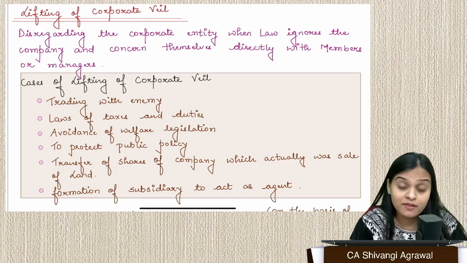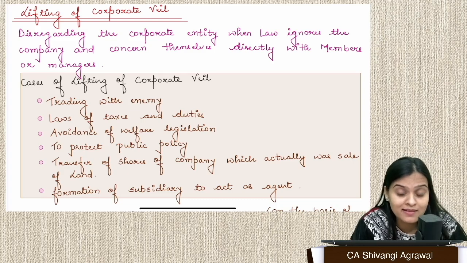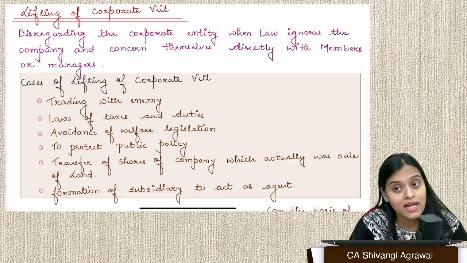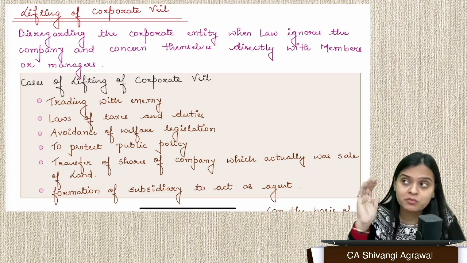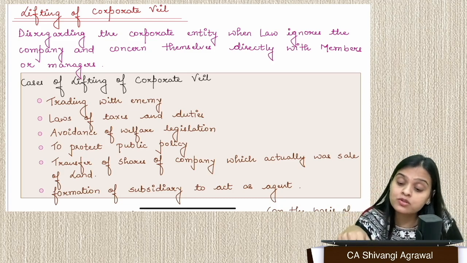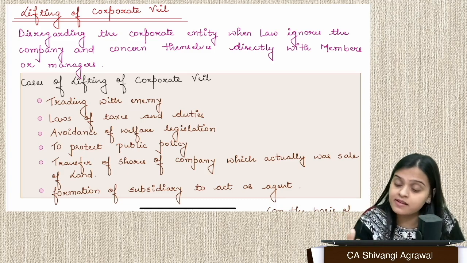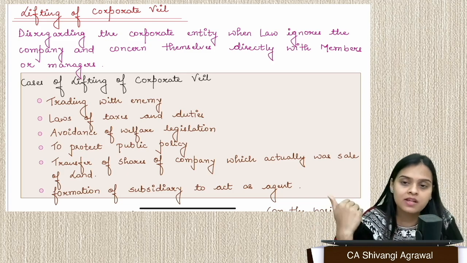So if India is at war with England, then England becomes our enemy, and the company which is being run by England's people should also be our enemy. However, it is an Indian company, so company different and members different. The concept won't work over here. So when we want to check whether a particular entity is our enemy or not, we need to lift this corporate veil. Courts have done that in the past.